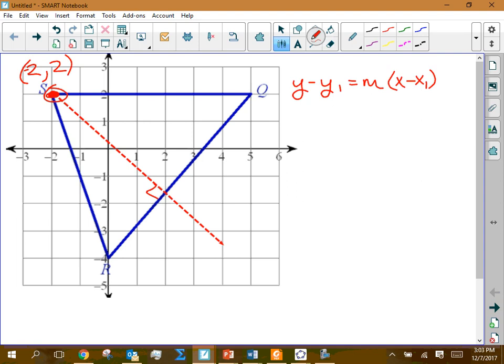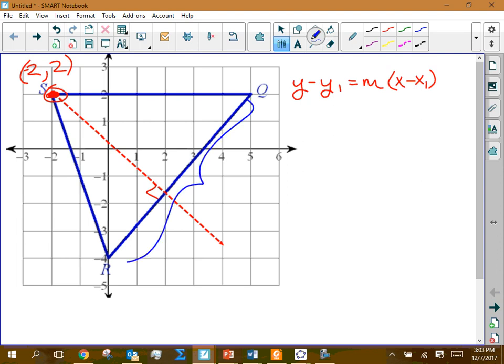When we did circumcenters, your x1, y1 was the midpoint, right? This should actually be a little bit less work, because we don't have to go through the midpoint. They're going to always provide me the three vertices of my triangle. Okay? So x1, y1. Okay? Now I need the slope of the red line.